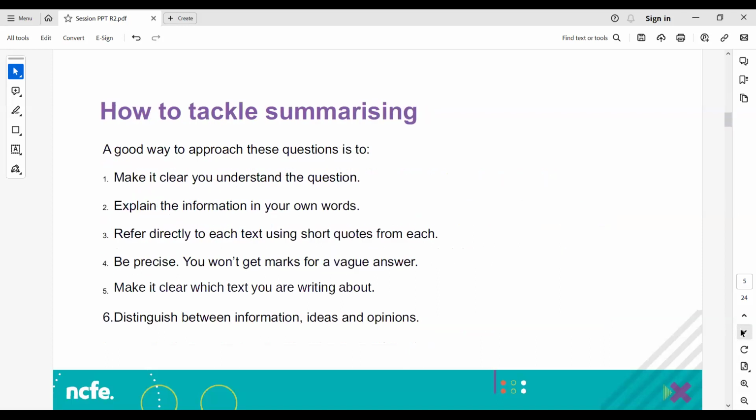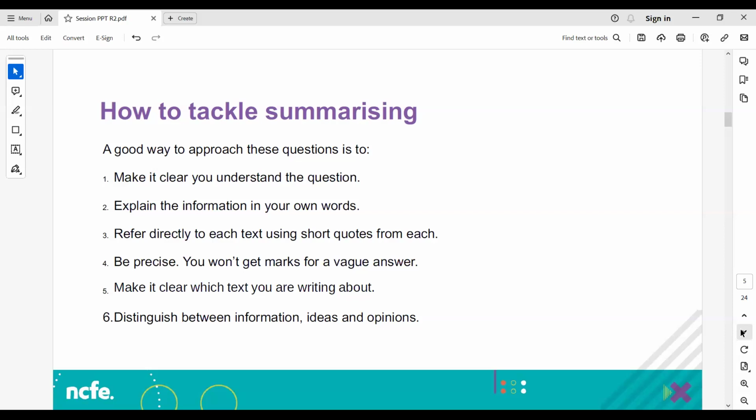So summarising, how do we tackle summarising? So a good approach to these questions is to do the following. Make it clear that you understand the question. Explain the information from the document in your own words, so paraphrasing. Refer directly to each text using short quotes from each. So a short quote, at the most a sentence, you could use part of a sentence.